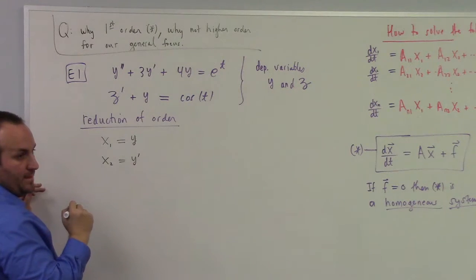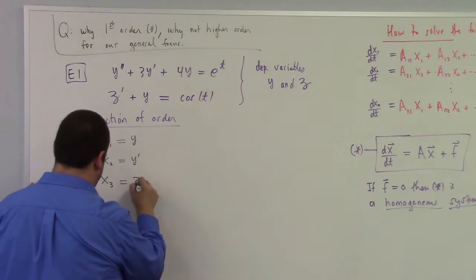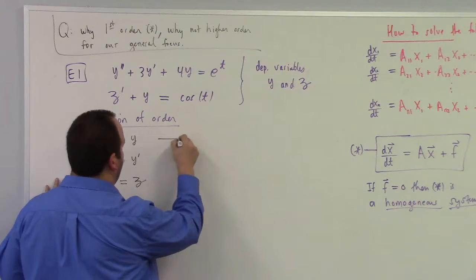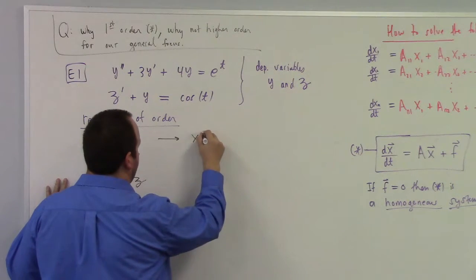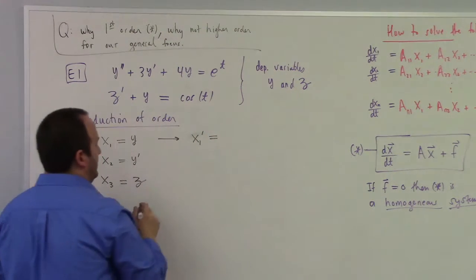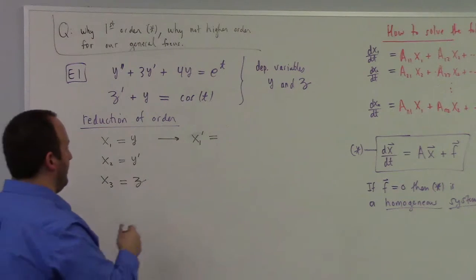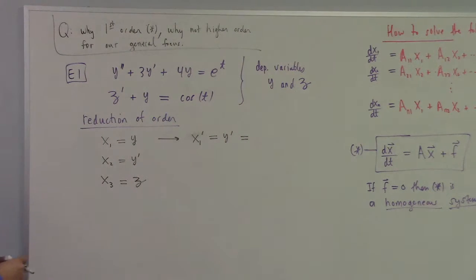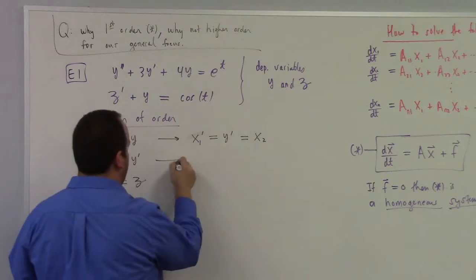All right. And then I'll let x3 equal to z. So check it out. What's x1 prime? Or dx1/dt, well, let me write x1 prime because dx1/dt is a drag. x1 prime is y prime, right? But what's y prime? x2, yes.